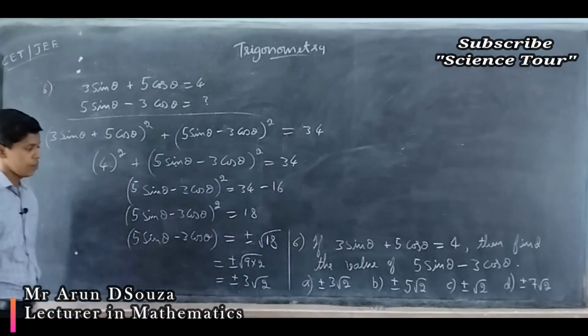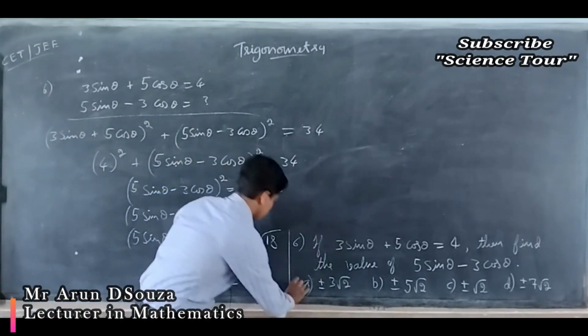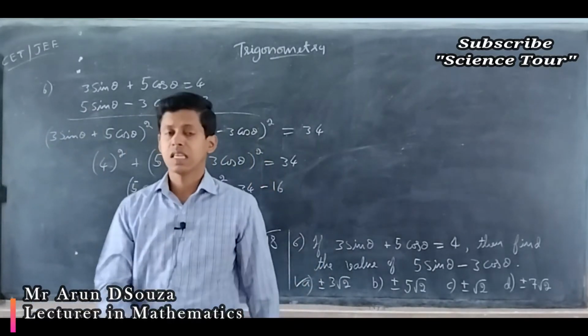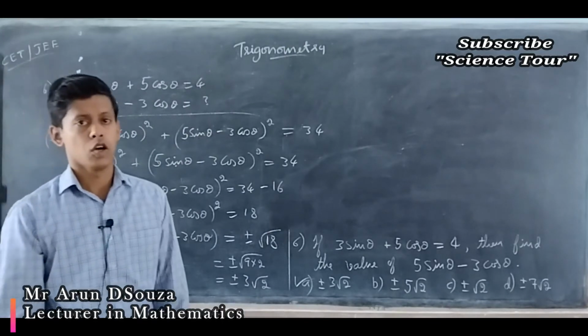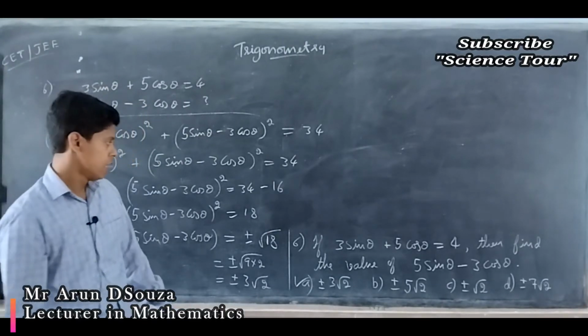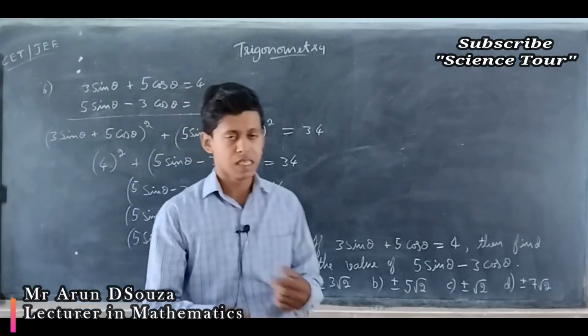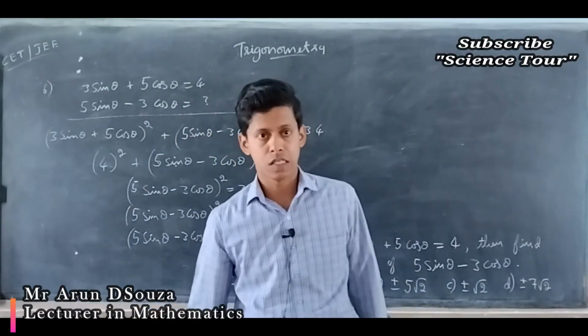So which option is that? Plus or minus 3 root 2, the first option. Therefore question 6 has given us the first option as the right answer. So that's about the 6th question. Let's move to the next question.